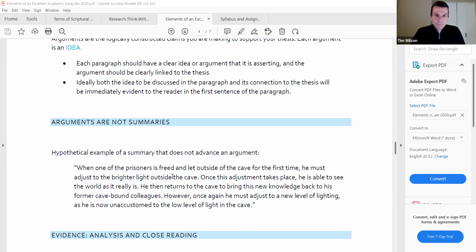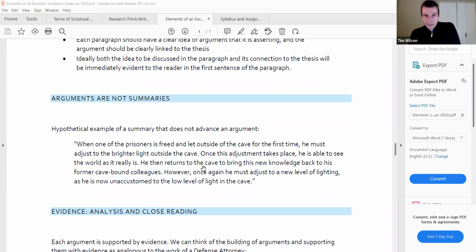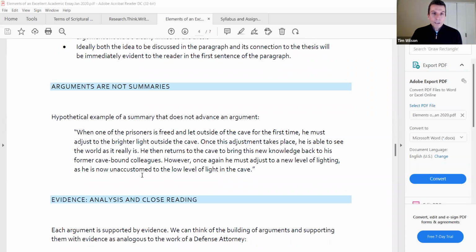So here's an example of someone writing about Plato's cave, thinking they're making an argument, but they're just summarizing the cave. So when one of the prisoners is freed and let out of the cave for the first time, he must adjust to the brighter light outside the cave. Once this adjustment takes place, he is able to see the world as it really is. He then returns to the cave to bring this new knowledge back, et cetera, et cetera. Okay.